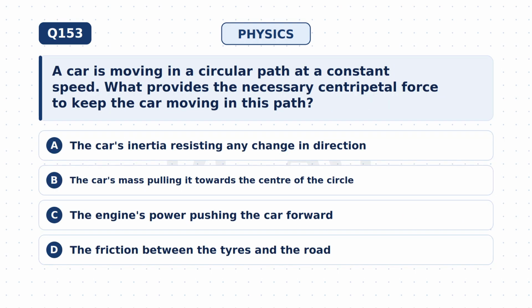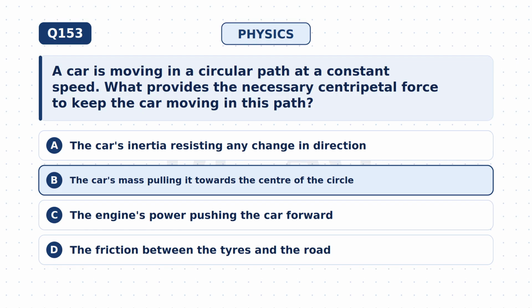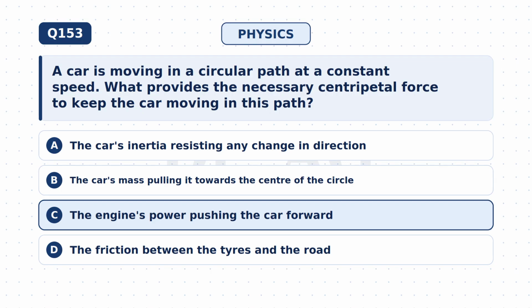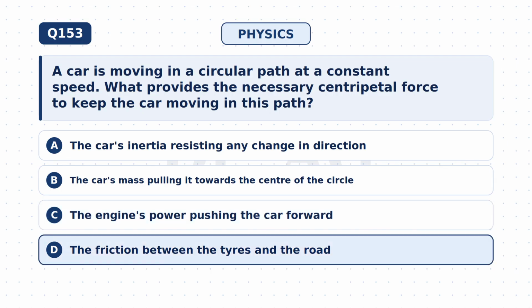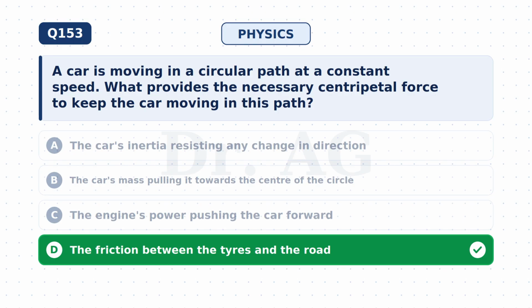Question 153. A car is moving in a circular path at a constant speed. What provides the necessary centripetal force to keep the car moving in this path? Option A, the car's inertia resisting any change in direction. Option B, the car's mass pulling it towards the center of the circle. Option C, the engine's power pushing the car forward. Option D, the friction between the tires and the road. The correct answer is D, the friction between the tires and the road.